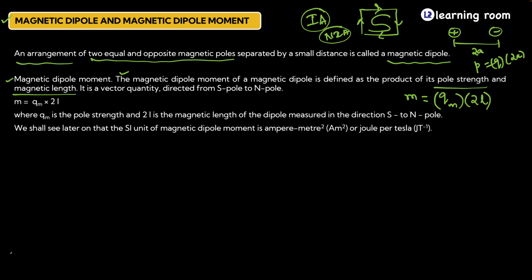Unless or until it is mentioned in the question, you never take it as A, because all the derivations are derived only with 2A in mind. Taking the length from the center, you will always take it as 2A and then derive. Whatever formula comes, that formula is derived only when the distance of separation between the charges is 2A.